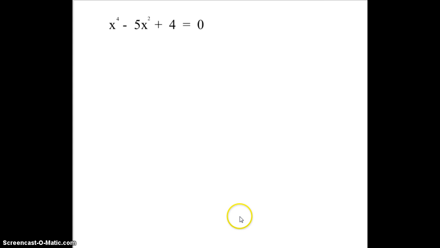Alright, we have this video from George. What we have here is an equation. Notice it is 4th degree, so this one will be a little tricky to solve, but maybe not so much if we can change this to a quadratic equation. Let's try it.